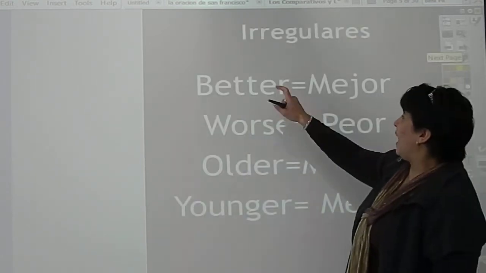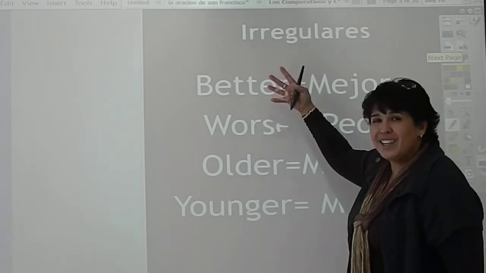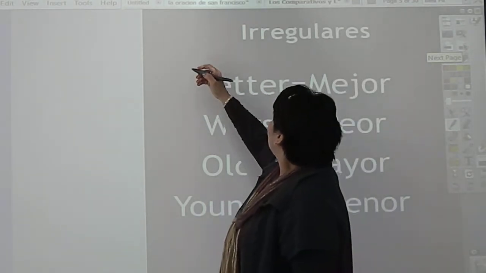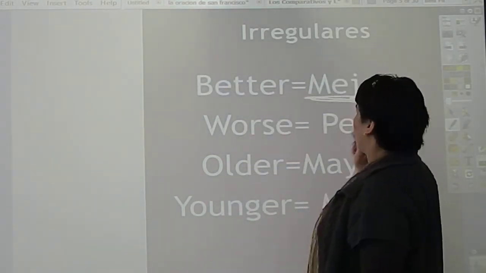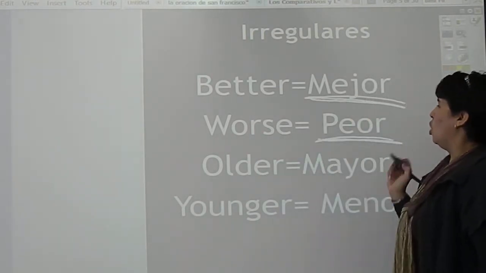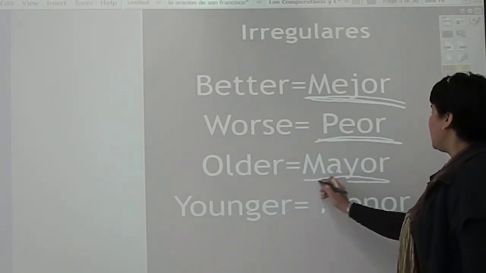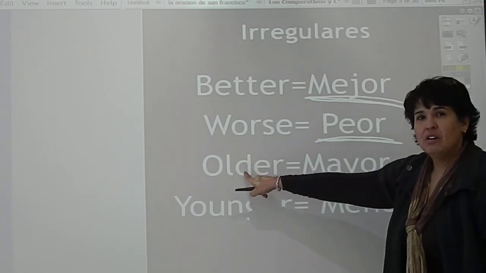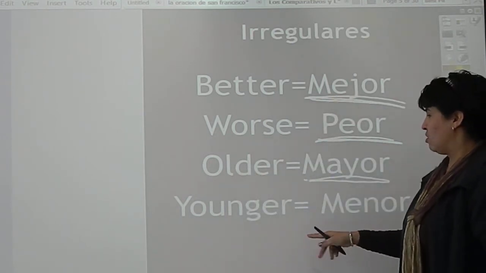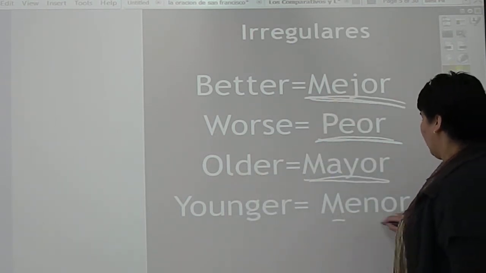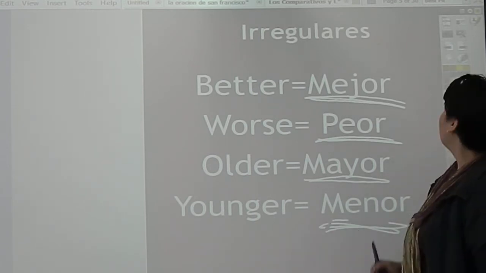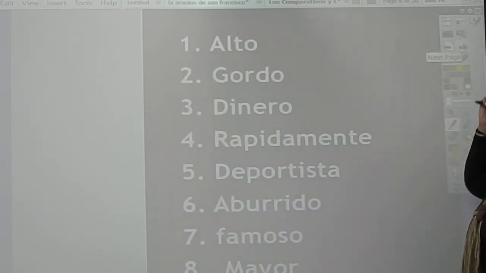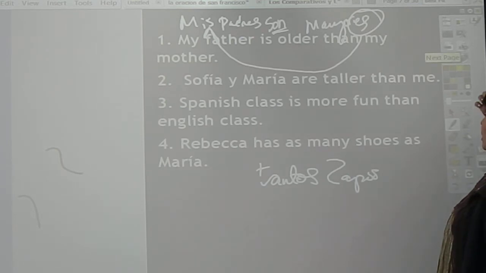Irregulars. So with quality of something, it's mejor. Peor. Mayor is age. And you don't need más o menos with these guys. And younger is menor. I'm trying to make sure you understand these.